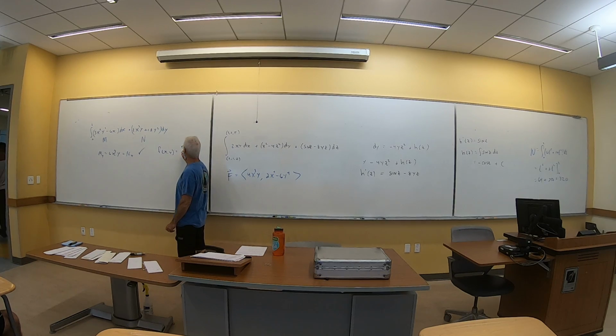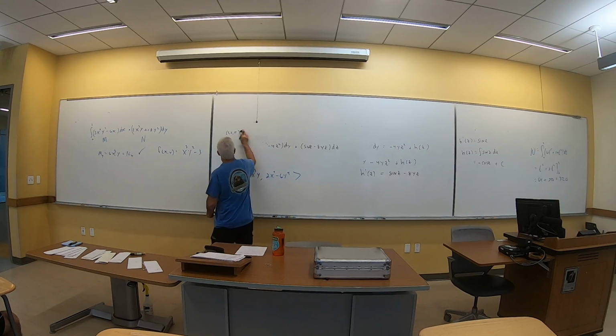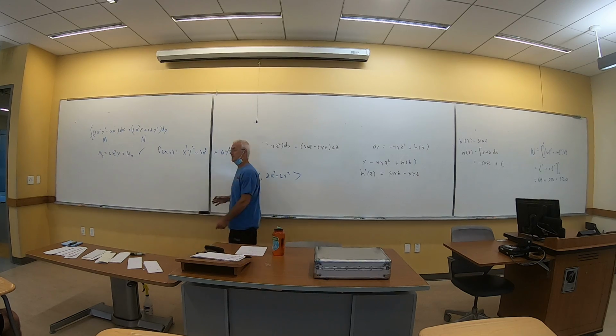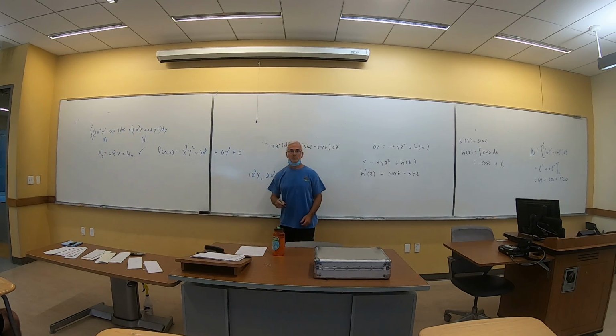X cubed y squared minus 3x squared plus 8/3 y cubed plus c. I got 6y cubed. So say what the next term was? It's not that. So what did you get? Should be 6, yeah. Minus 3x squared plus 6y cubed. Does everybody else get that? And do you all get that? Now, hopefully that was painless.